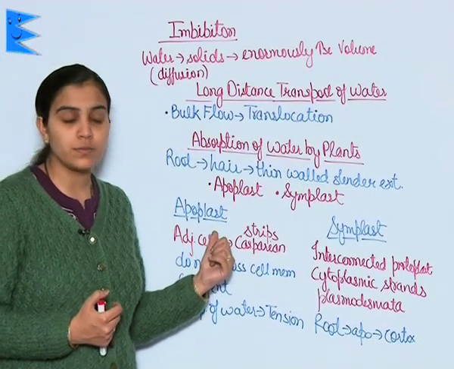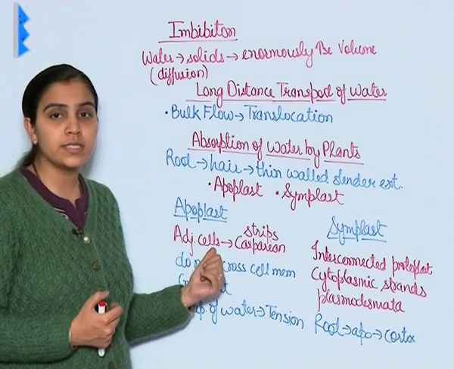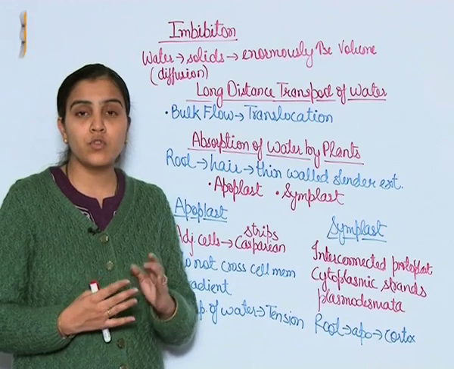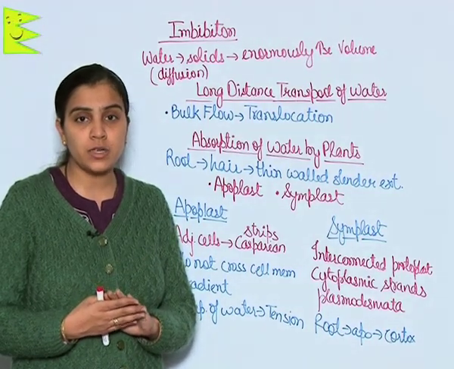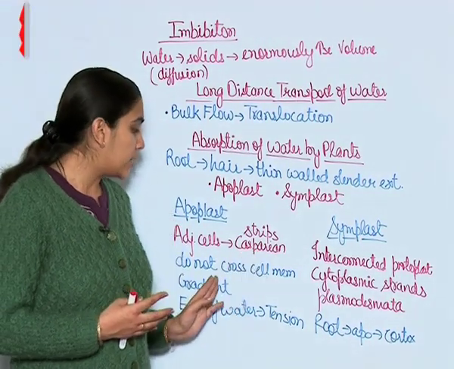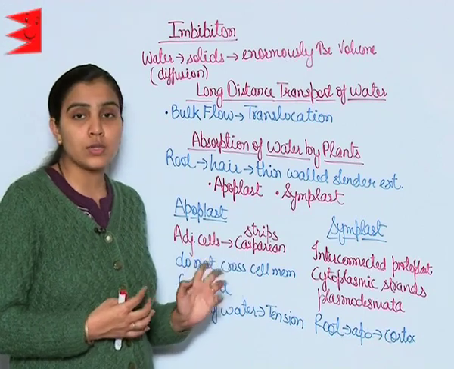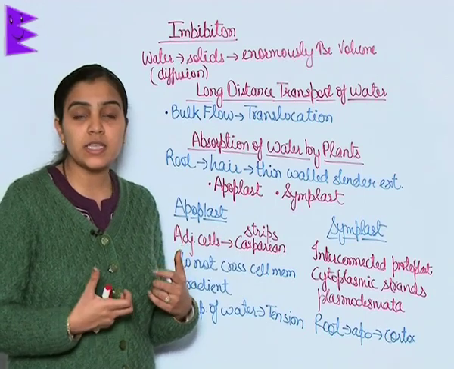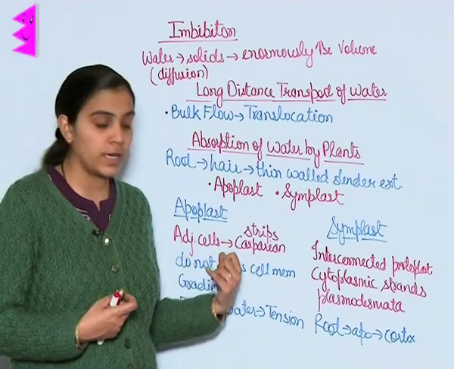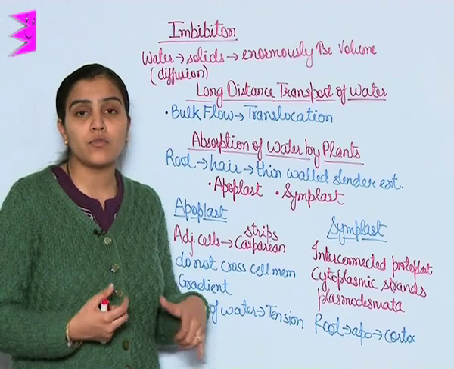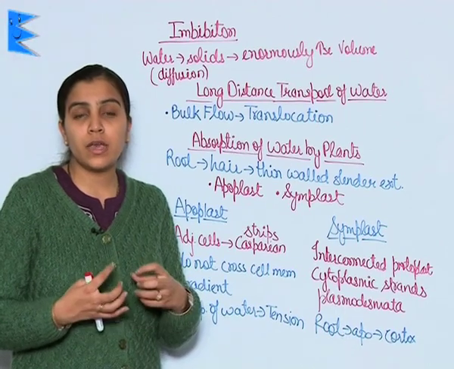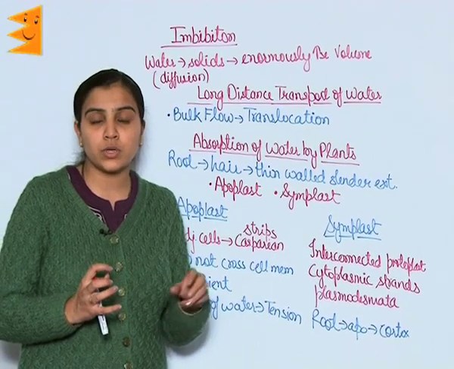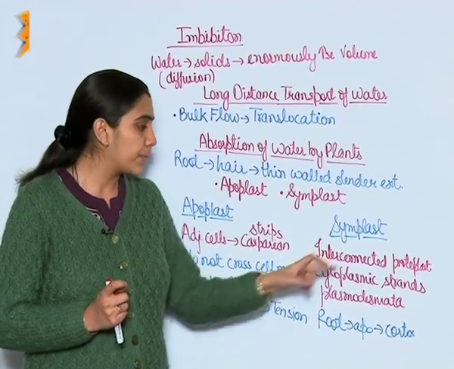Apoplast system of movement. It is usually seen in the case of adjacent cells, but the movement stops at the Casparian strips, and in this, water is also not able to cross the cell membrane. A gradient is required for this system to take place. Evaporation of water in adjacent vacuoles or cell spaces maintains the tension for the continuous water flow.